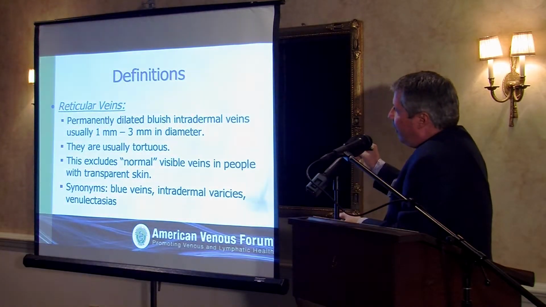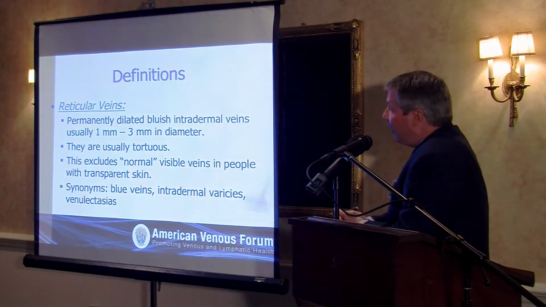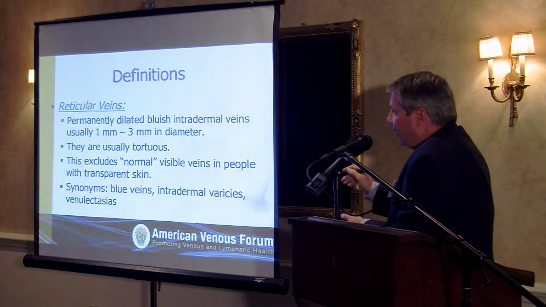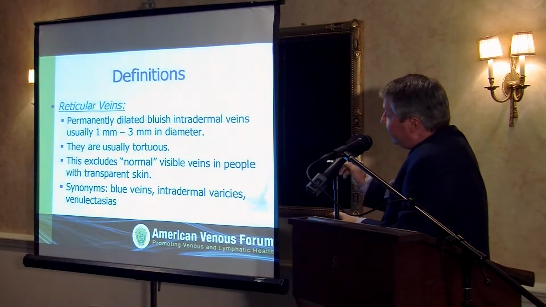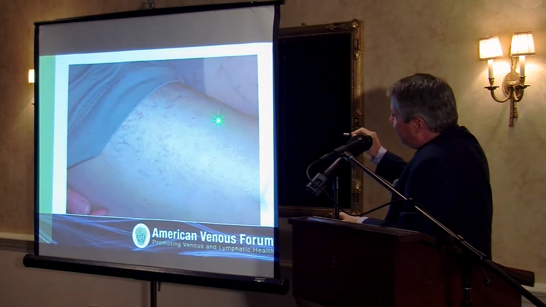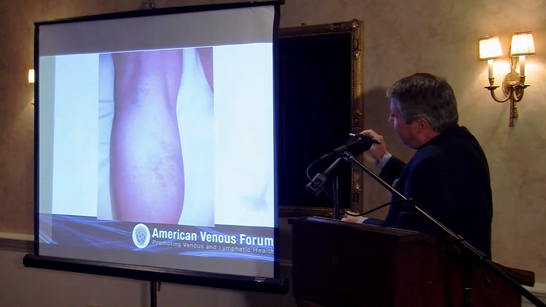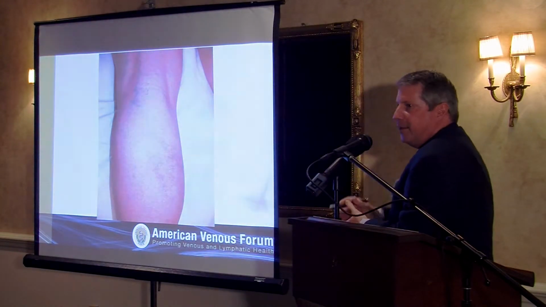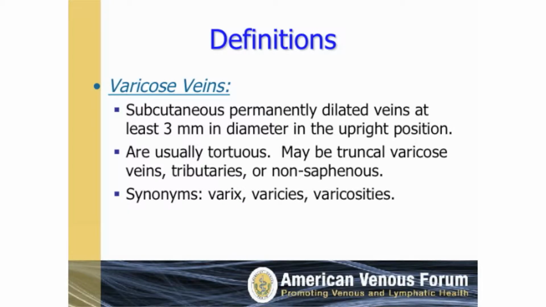Reticular veins are veins 1 to 3 millimeters in diameter. They're in the bottom layer of the dermis. They're usually tortuous, also called blue veins or venous ectasias. I don't know, this one may not show up, but here's a blue vein here. We have another better example on the next slide. So here's a typical reticular vein in the posterior thigh in the popliteal fossa. Varicose veins, usually at least 3 millimeters in diameter with standing. These are usually tortuous. They're in the fat layer under the skin.